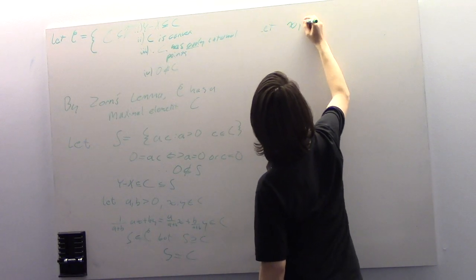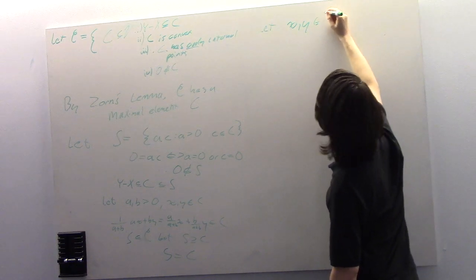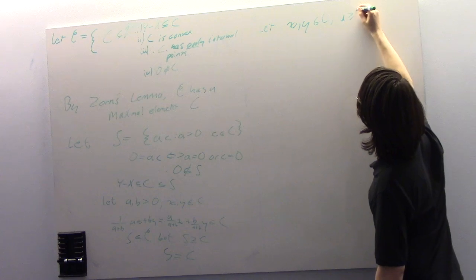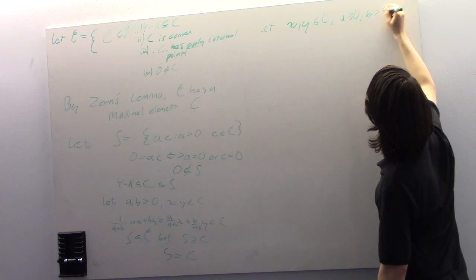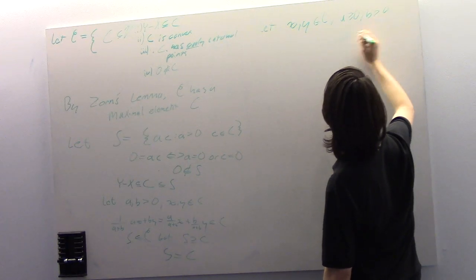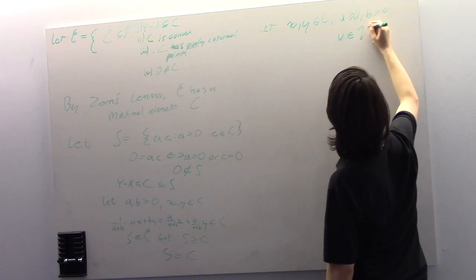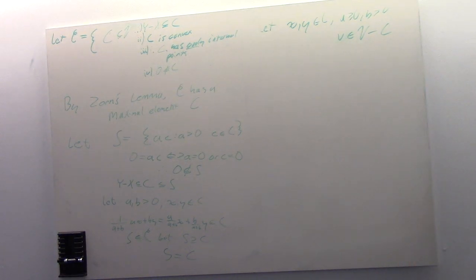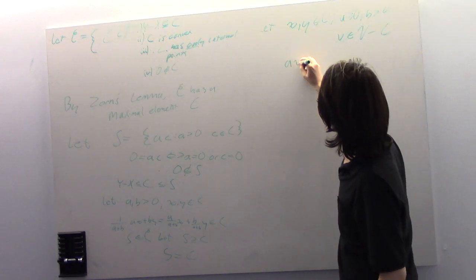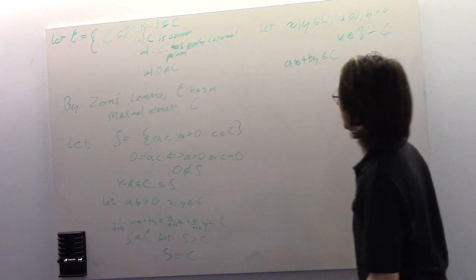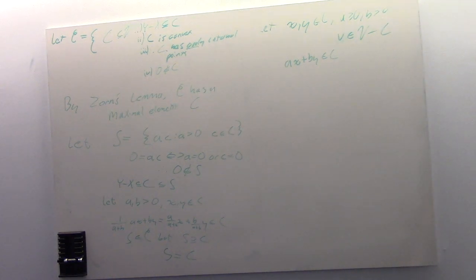Let x and y be elements of C, A be greater than or equal to 0, B be greater than 0, and z, x, y, b be in V, a vector space, but not in this very large set C. We know AX plus BY is an element of C. Got that. Great.